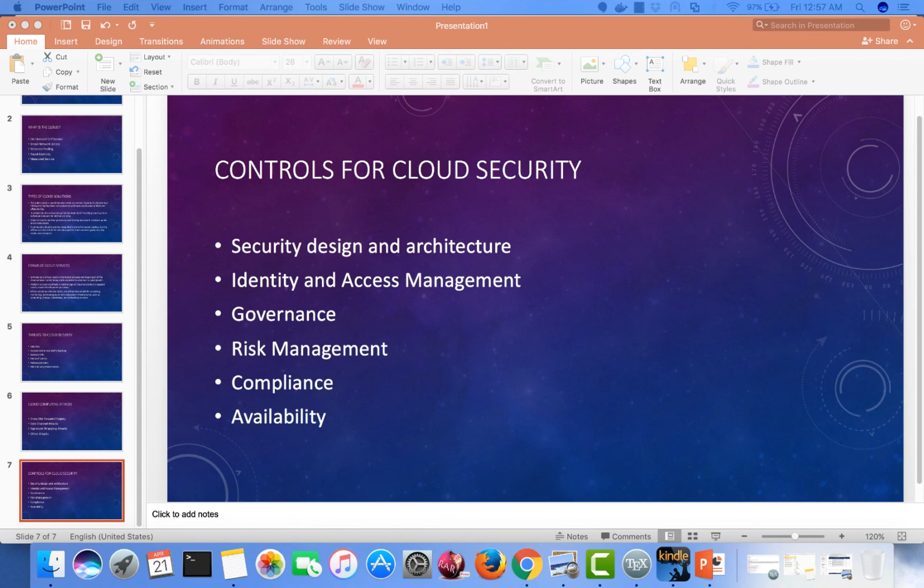So just keep all those things in mind when it comes to cloud security. Now, I realize this is a very high level of cloud security, and we just covered a couple of things, but this is the extent of what we'll be covering in this class.